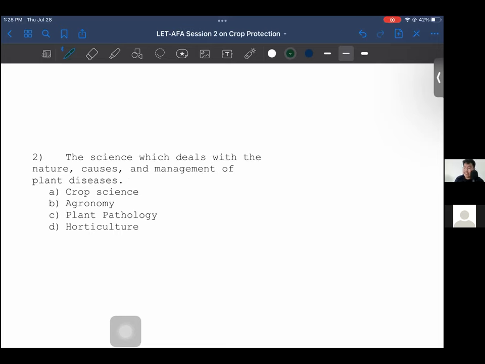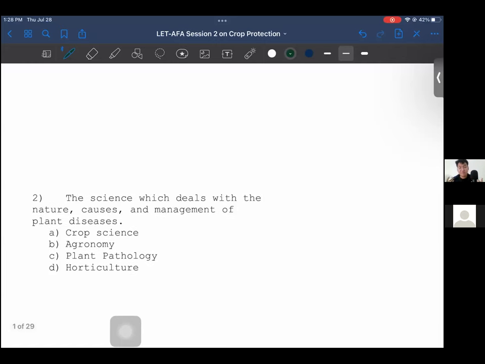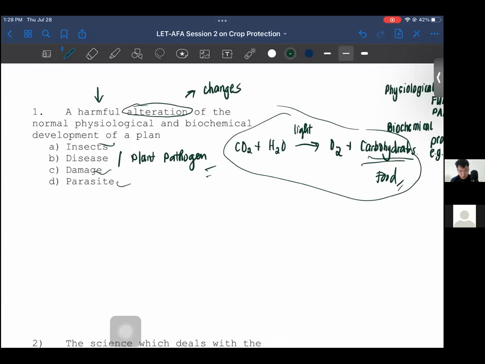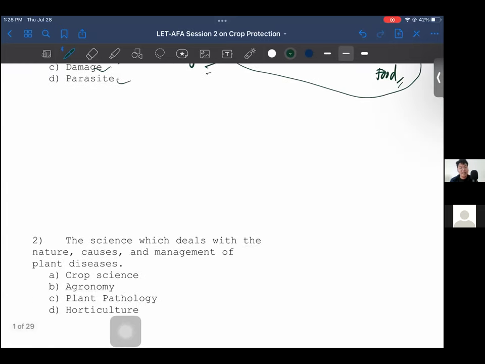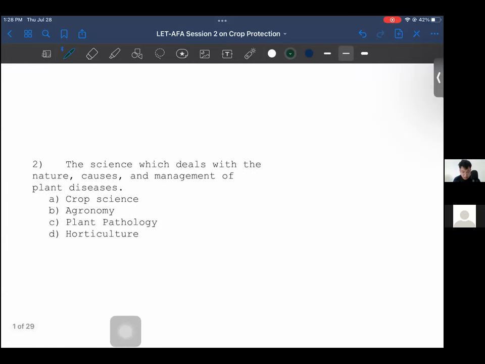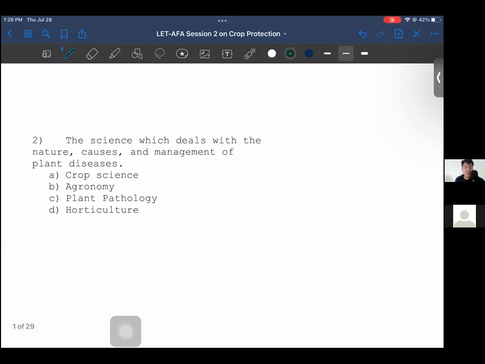So yes, the answer is plant pathology. From our discussion a while back, plant pathology, I already mentioned it, na ang diseases can also be called plant pathogen. So plant pathology is the science that deals with the nature, causes, and management of plant diseases.